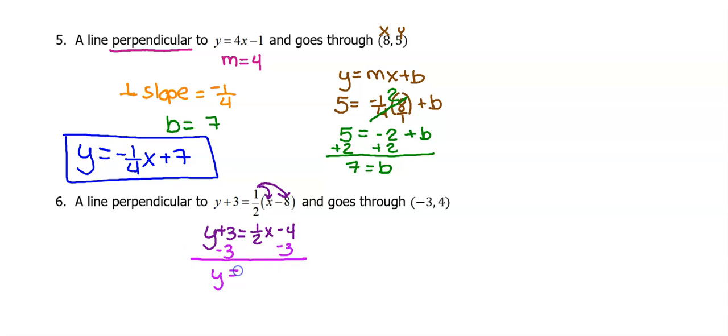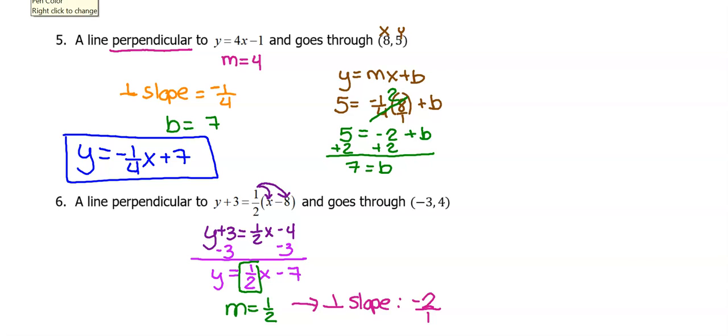Not that it really matters too much because that was just going to affect my b value, which I don't need. I, more than anything, care about the slope. And so if that slope is going to be 1/2, the perpendicular slope that I want will be -2/1, or you can just put -2.